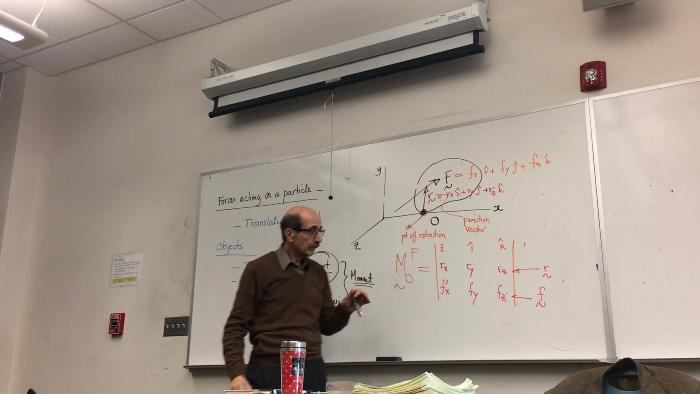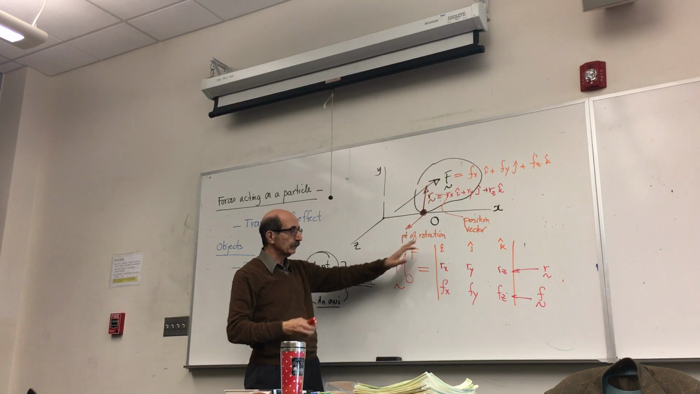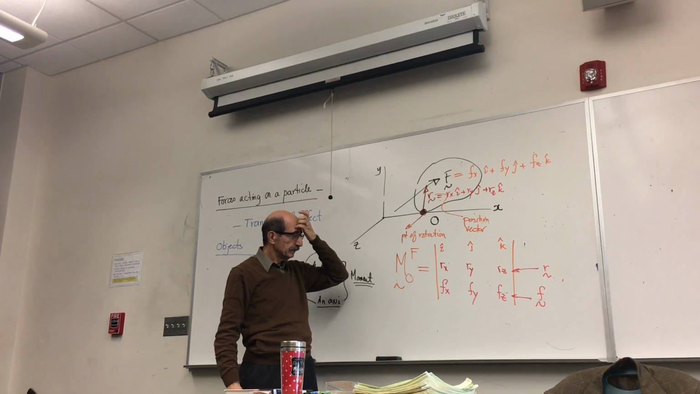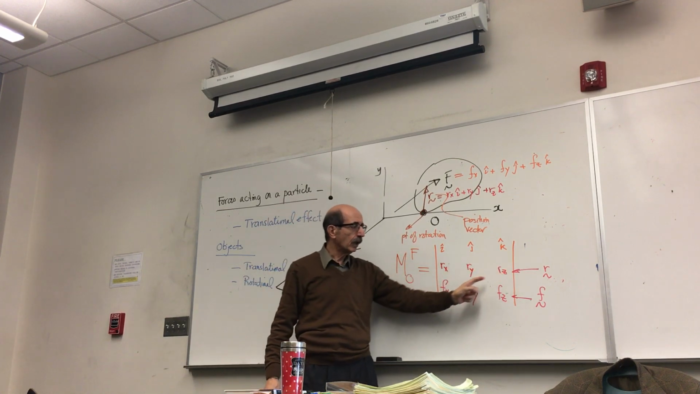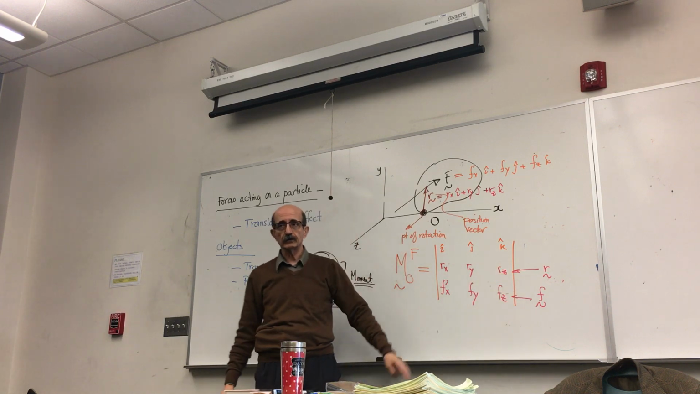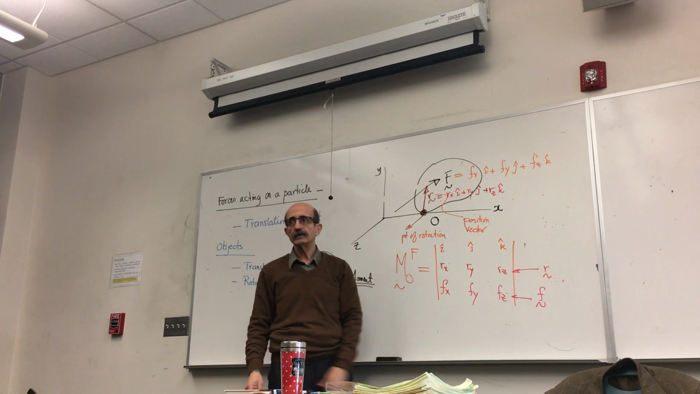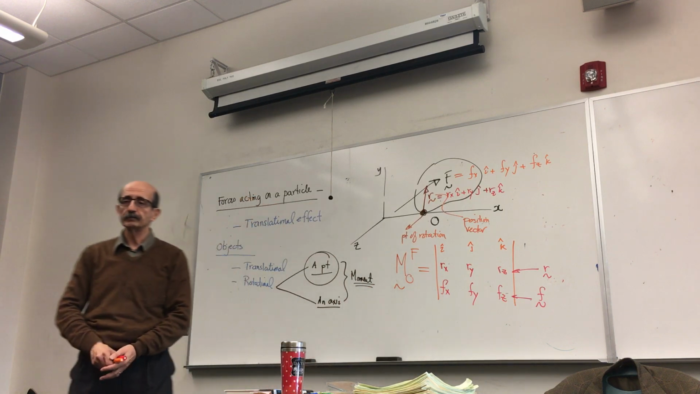Remember, I've seen this mistake made over and over again, that the students set up this determinant and they write for the second row the components of the force and the third row being the components of the position vector. That is completely wrong. Don't make that mistake. This is the definition. This is the way you set up.